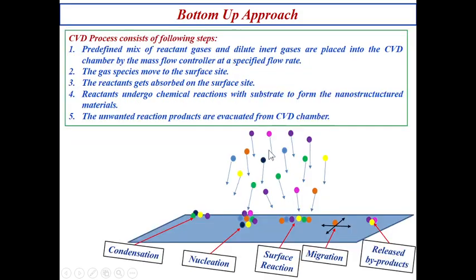Then what is going to happen? The predefined mix of reaction gases, or you can say reactant solutions, and dilute inert gases are placed into the CVD chamber. Here the solutions contain reactant gases and the corresponding materials, and dilute inert gases. Initially they are placed by the mass flow controller. Mass flow means flux.